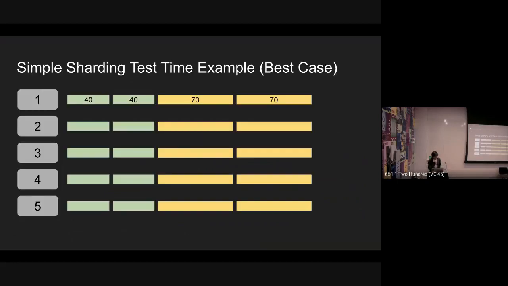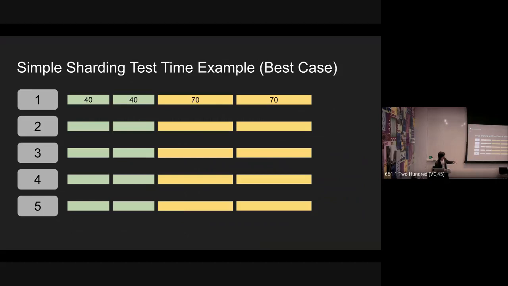When we actually shard, this diagram is to kind of demonstrate how it would look. What I'm trying to show here is you have the 5 machines on the left, and the time basically goes from left to right. As each machine becomes available, it takes on a 40-second test, then another 40-second test, then a 70-second test, and finally another 70-second test.